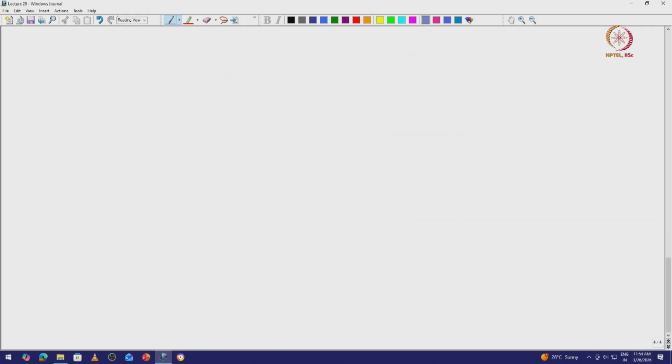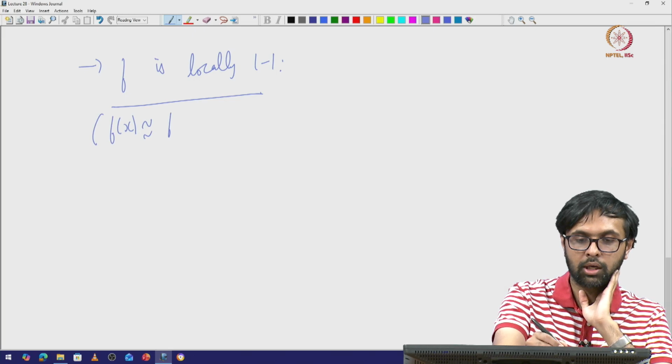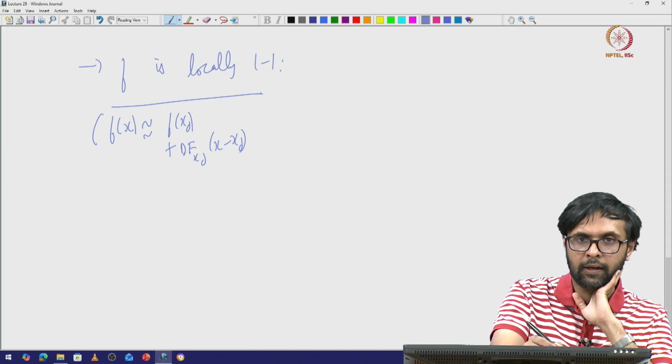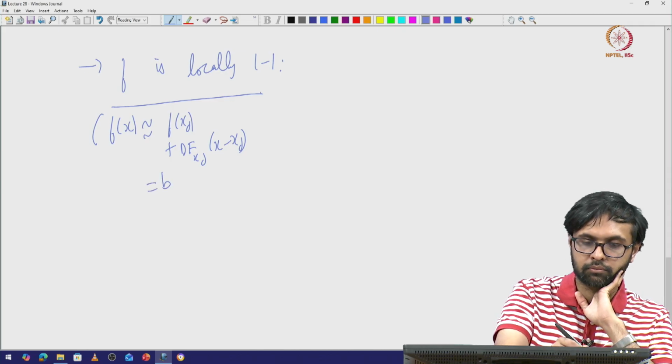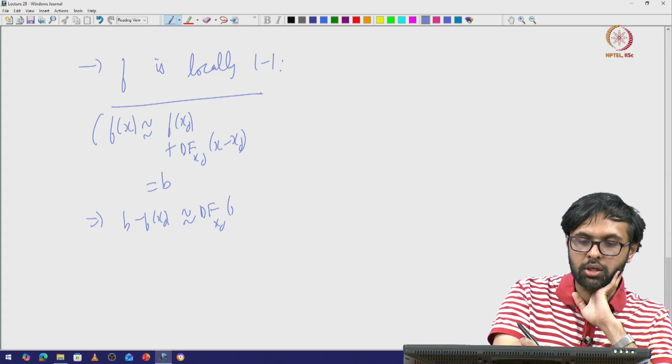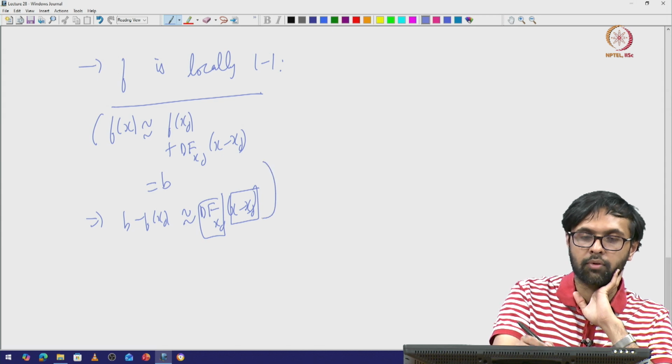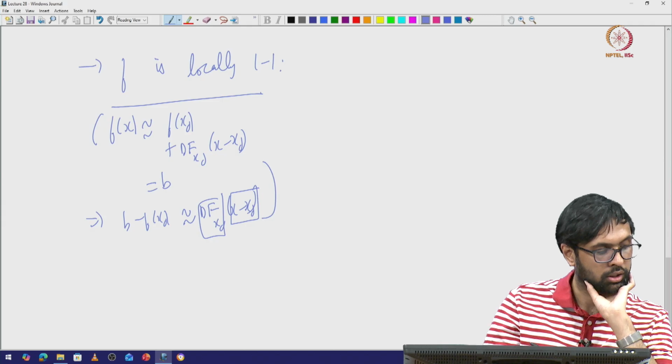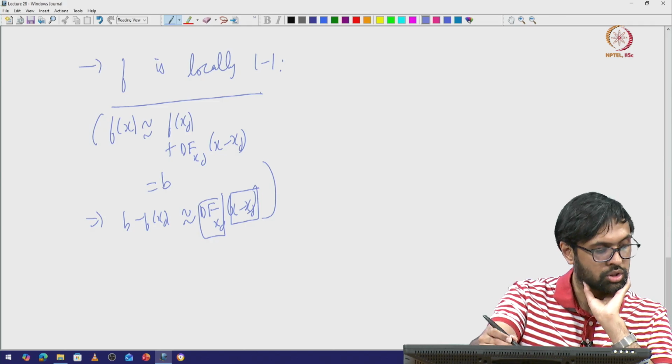How do you prove that F is locally 1 to 1? Why would you expect this in the first place, right? Well, the rough idea of the proof, which we will make precise in a moment, is f of x is approximately f of x naught plus the derivative at x naught times x minus x naught, right? So suppose this is equal to b, then b minus f of x naught is approximately this. And because this is invertible, if there is a solution, there will be only one solution. Okay? So that's the rough idea. So in fact, we will prove something stronger.